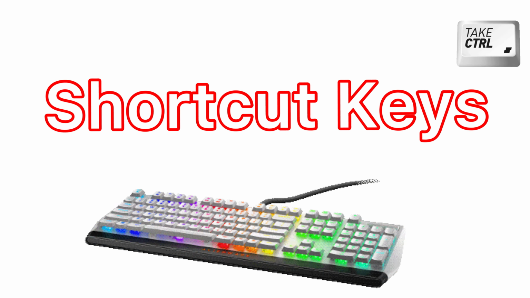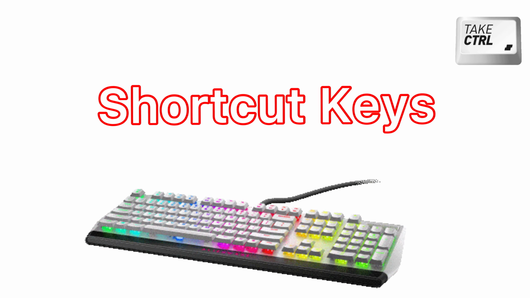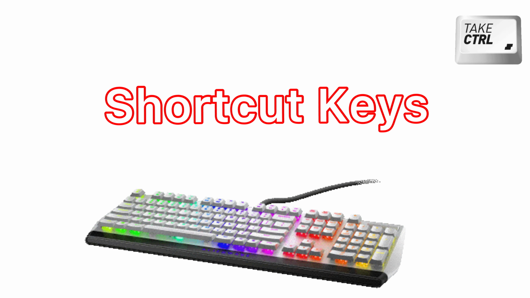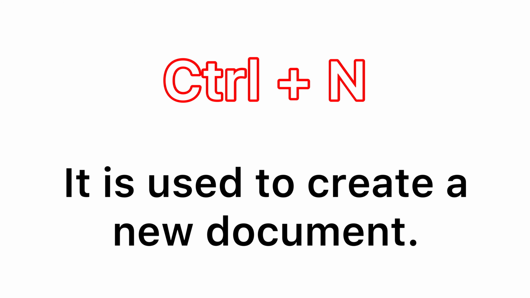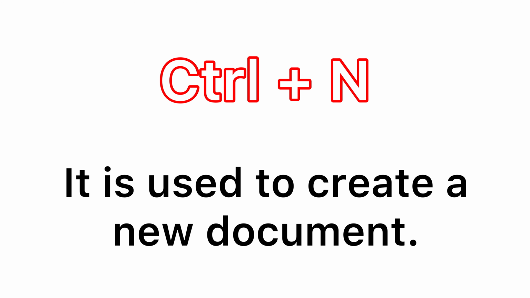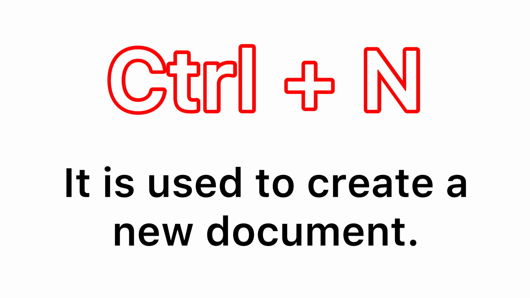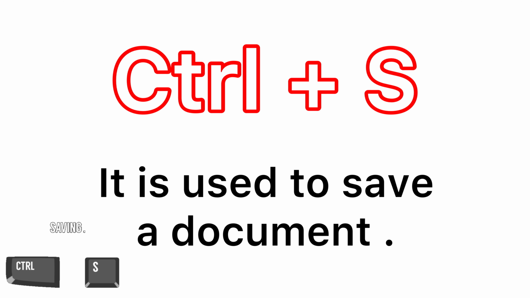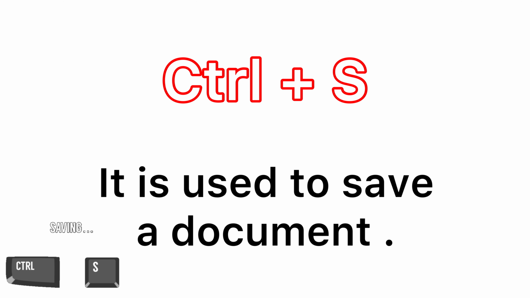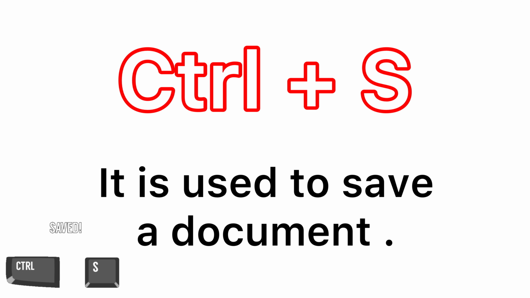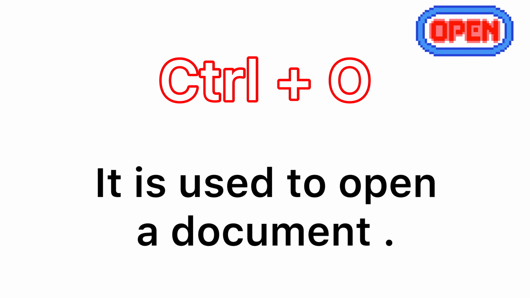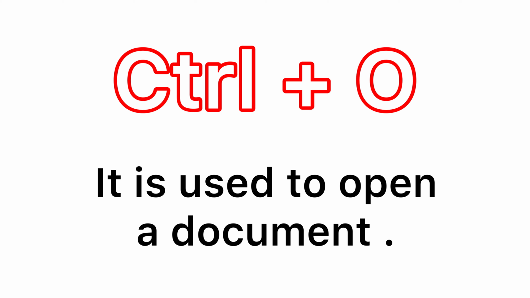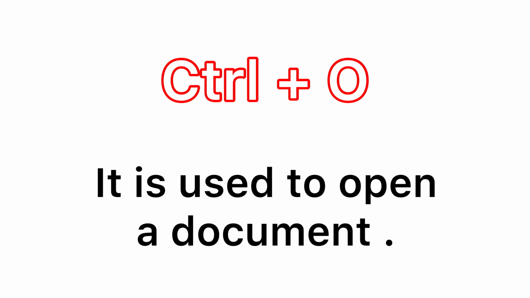Now let's quickly revise all the shortcut keys that we have used in this chapter. First one is creating a new document. For that we will use Control plus N. Second is to save a document. We use Control plus S. Next one is to open a document. The shortcut key is Control plus O.